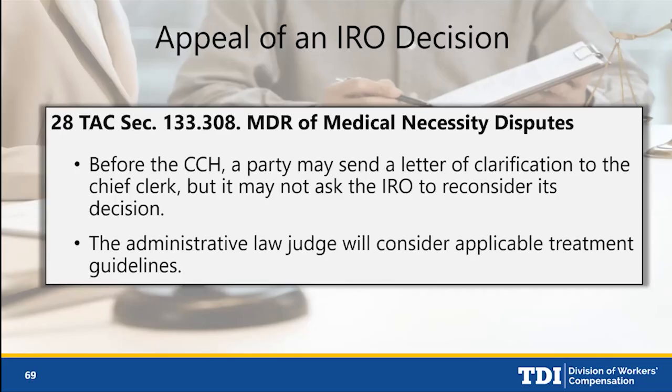Before the contested case hearing, a party may send a letter of clarification. That would go to the division. We have a staff member called a chief clerk. That could be asking for the independent review organization to clarify the existing decision. So we're not asking the IRO to reconsider the decision. We just want clarification. The administrative law judge, who's a division employee, will consider the applicable treatment guidelines during the contested case hearing if it moves forward.